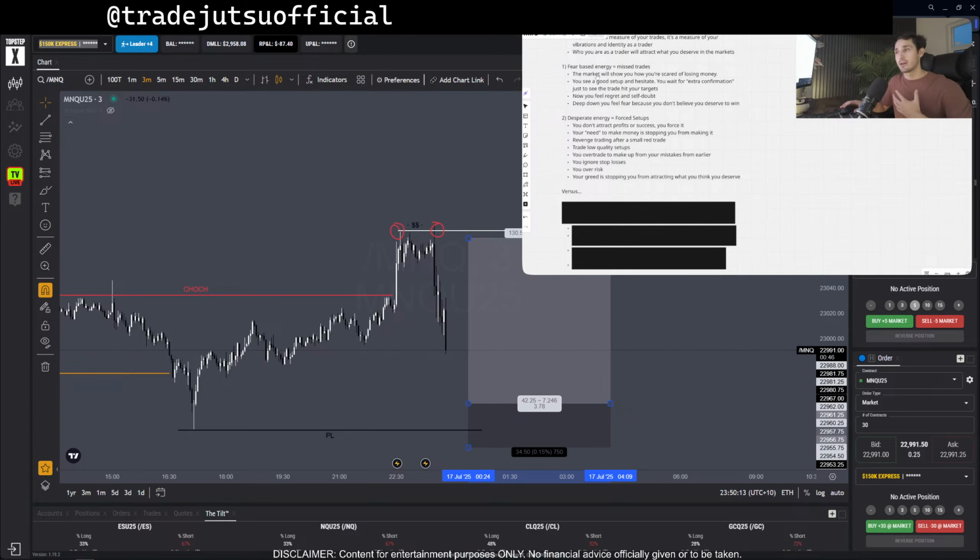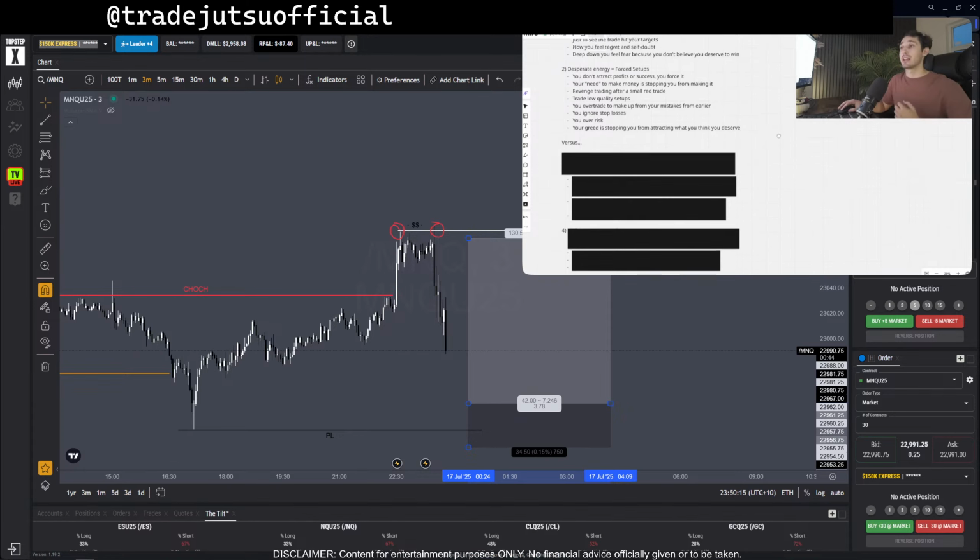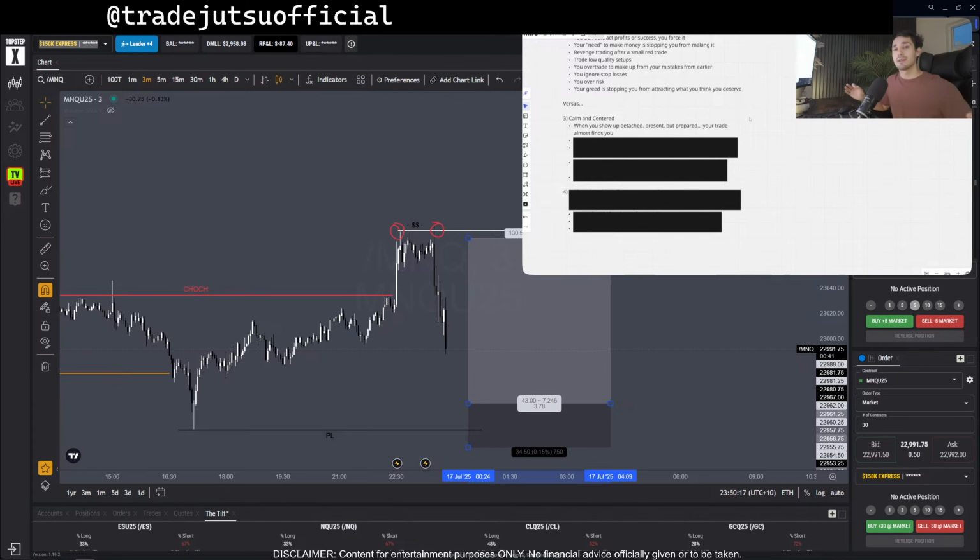And this is how your internal state of being can impact your trading, versus when you're calm and centered. You have a very calm energy around you. You show up to the market every day detached. You don't care whether you make or lose money. You're just there to trade well. You're present, but you're prepared. And the trades almost find you when you're patient like this, when you're waiting patiently for your A+ setups. And you have an abundance mindset. You know that, hey, if I miss this trade, there'll be another one. And you don't feel FOMO as a result.